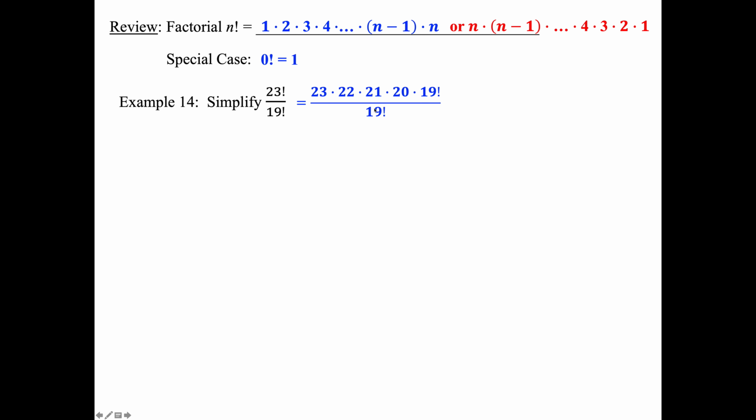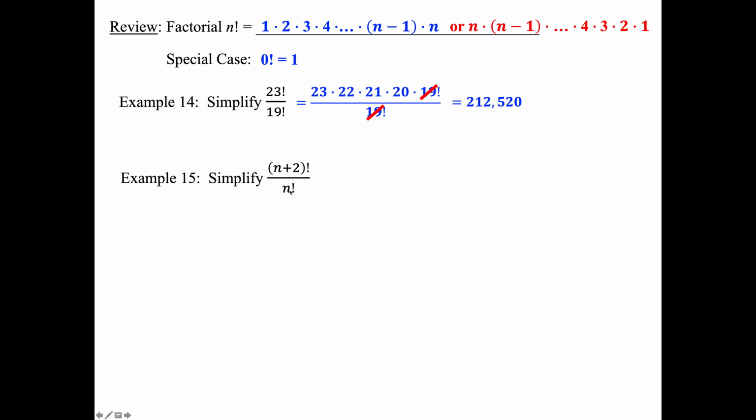These two are exactly the same. 19 factorial on the top, 19 factorial on the bottom. There's no reason to count both these numbers backwards to 1 because they're all going to cancel out. Let's just cancel them all out at once and be done with it. We multiply those four numbers together, 212,520.